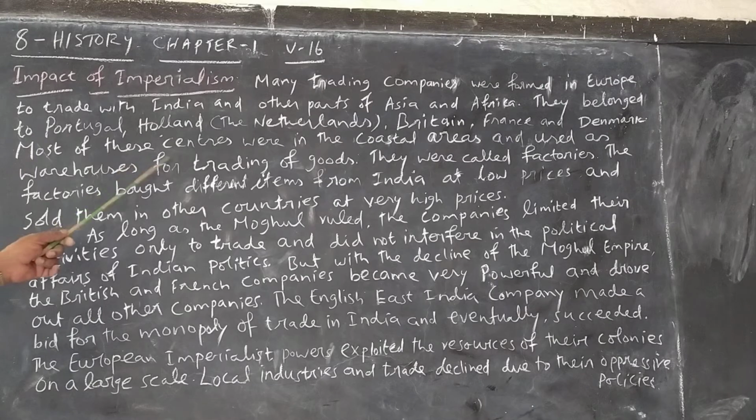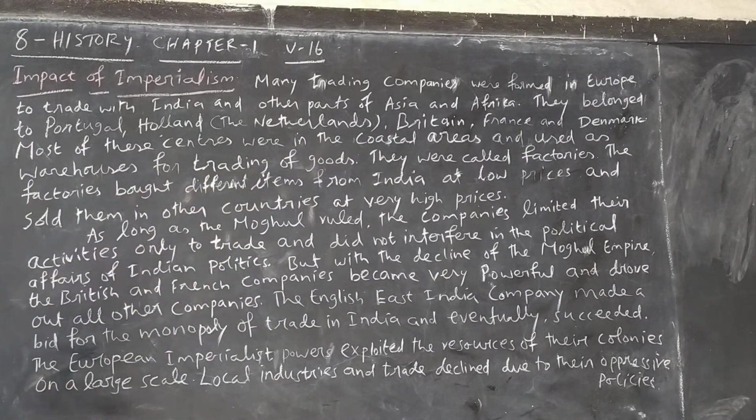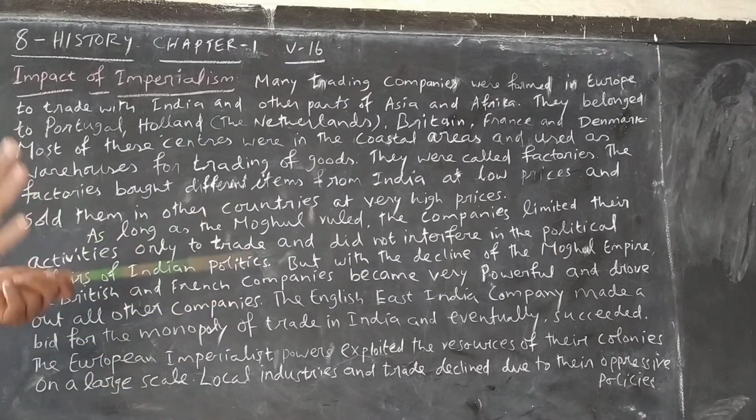Most of these centers were in coastal areas and used as warehouses for trading of goods. Wherever they came and settled were the coastal areas. What is a coastal area? An area adjacent to the sea. Western side, Arabian Sea, eastern side, Bay of Bengal. Because in those days the mode of transport was water transport, they used to come by ship. They used to load, unload, import, export and take them back.